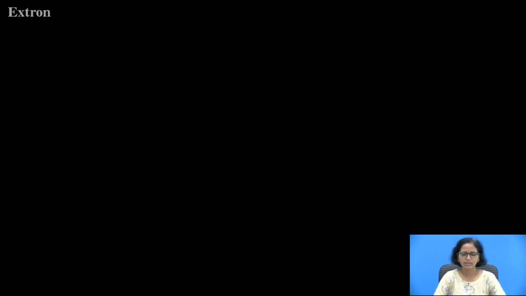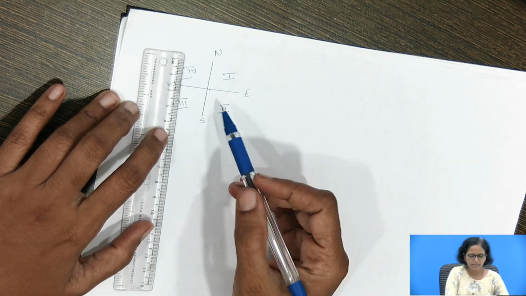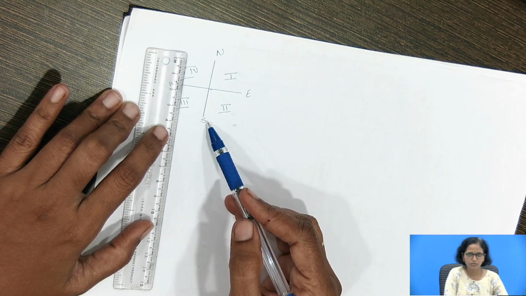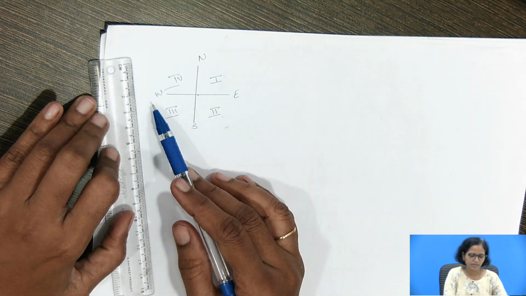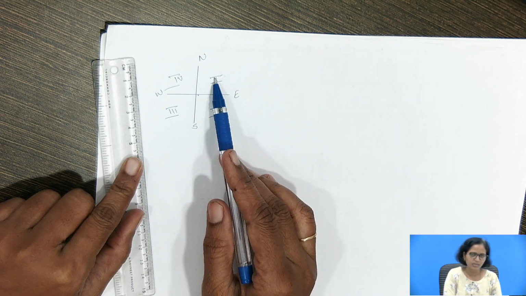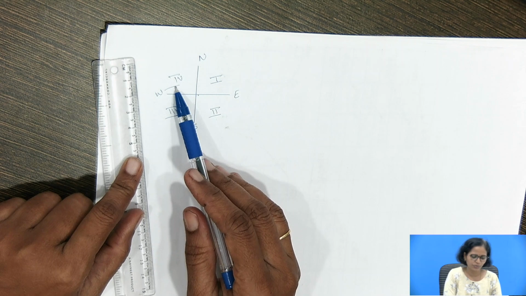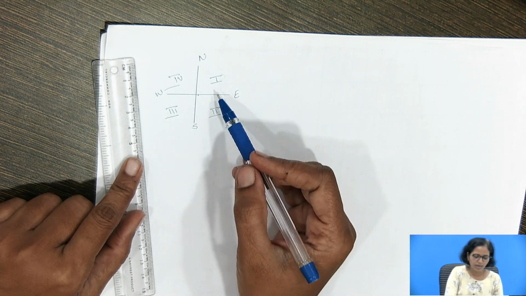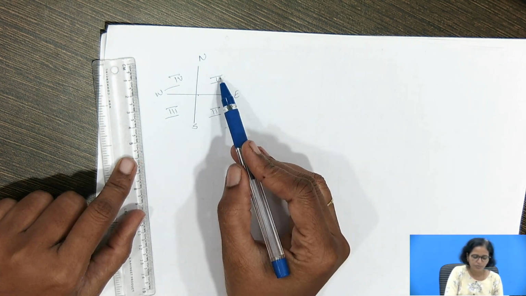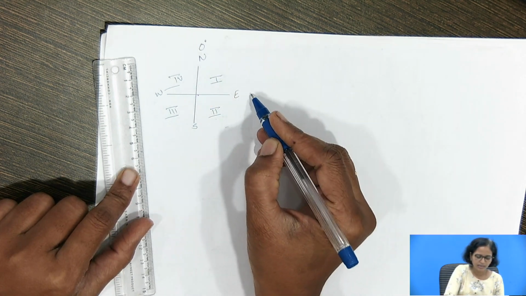So just I will tell you by drawing the quadrant wise system. So let's say this is the north, south, east and west. If you divide it into each quadrant, let us say this is the first quadrant, the second one, the third quadrant and the fourth quadrant. So can we give the angles over here? The first quadrant will be divided into 0 to 90 degrees.